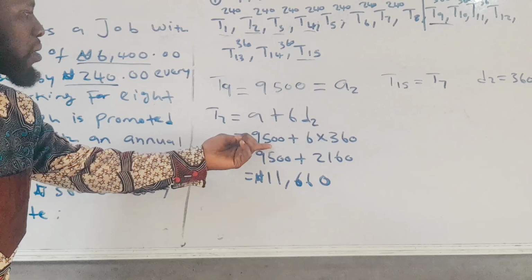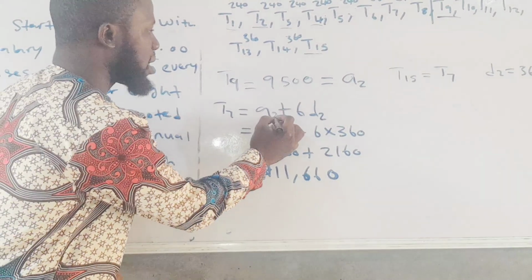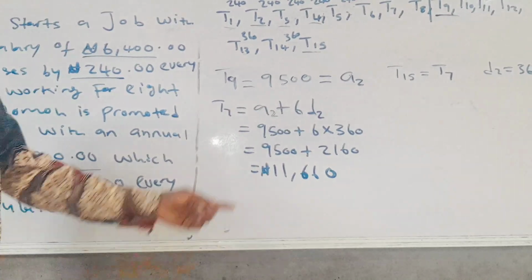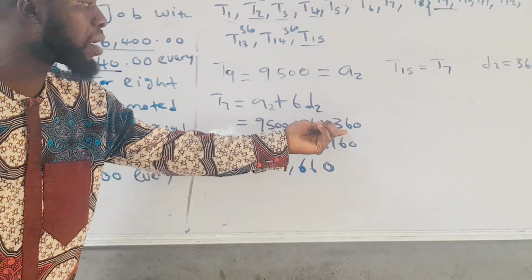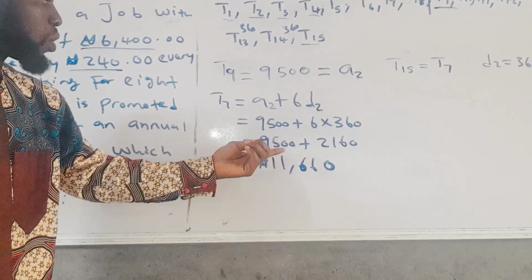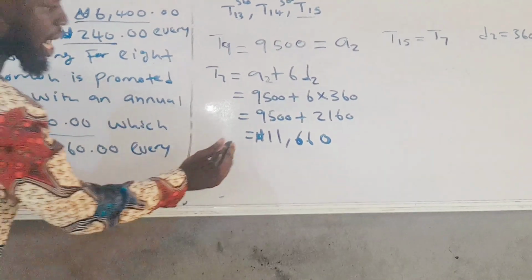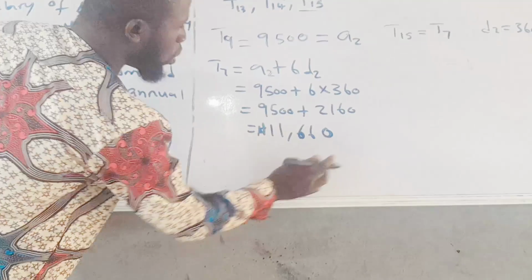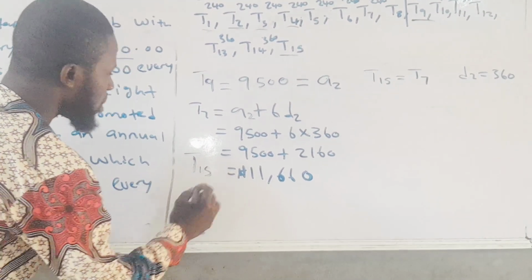So that will give us 9,500, which is our A2. Let me write A2 here. So A2 plus 6D2. So that's 9,500 plus 6 times 360. So this is 9,500 plus 2,160, and you get your final answer to be 11,660. So this is the T15.